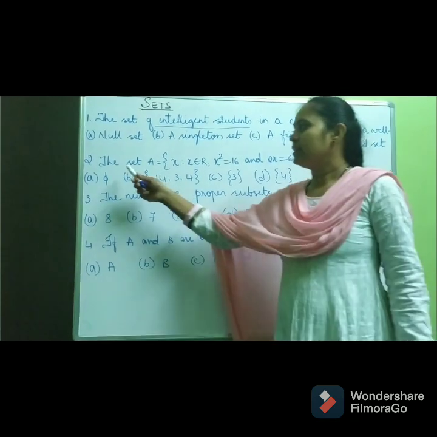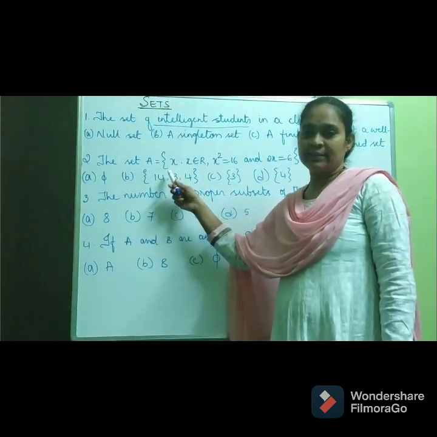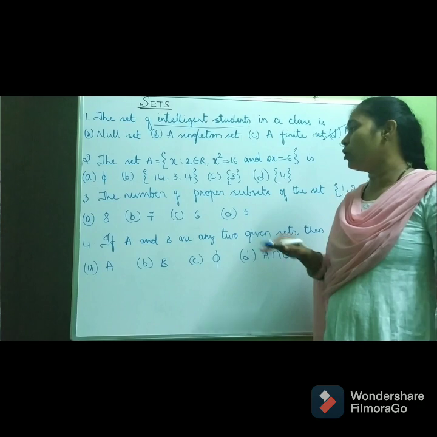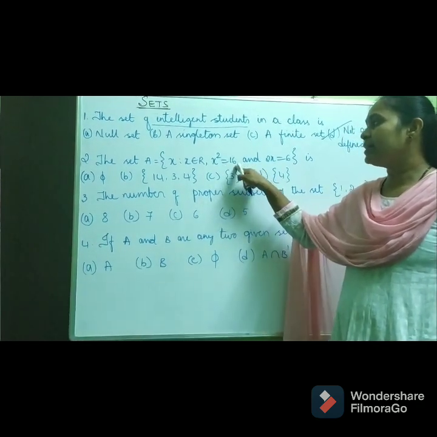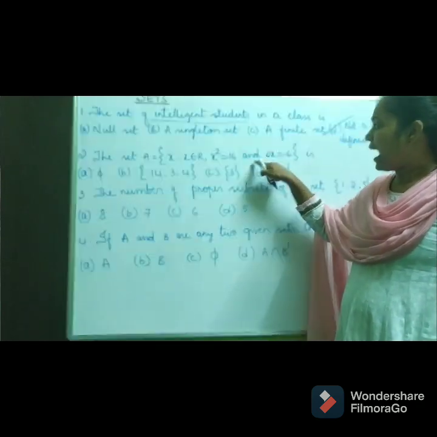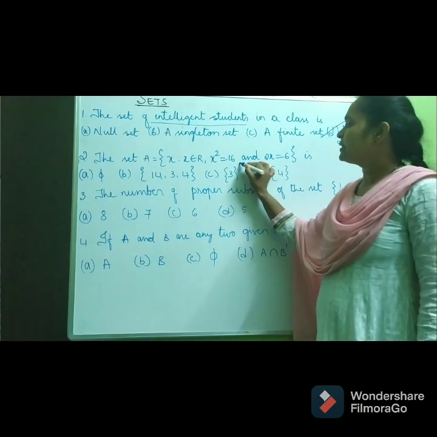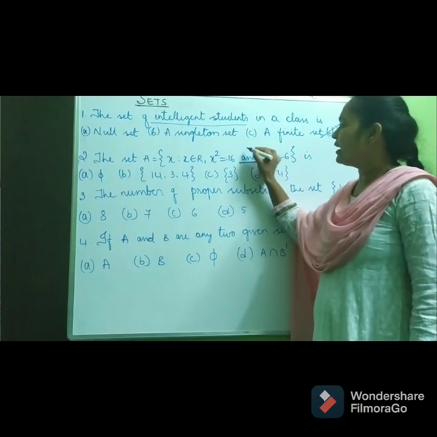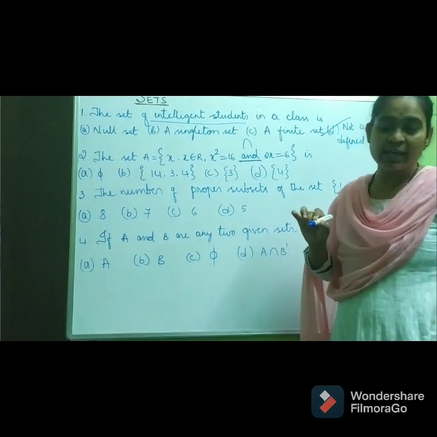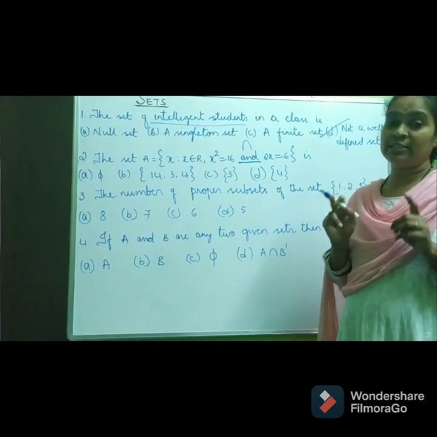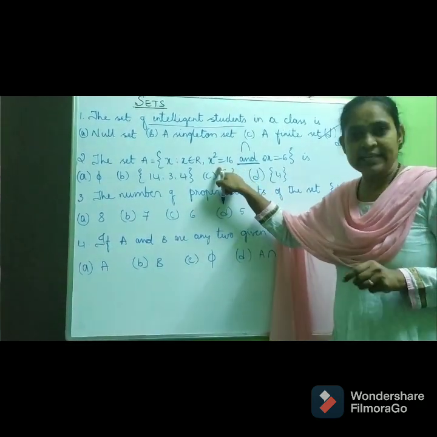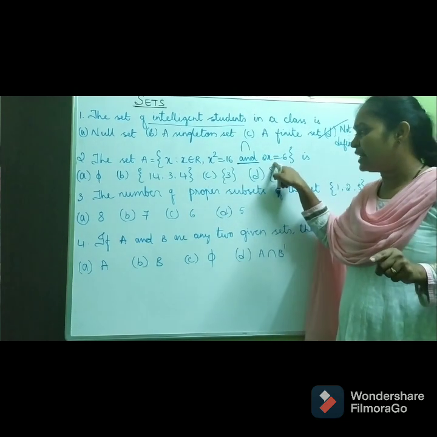Look at the second one. The set A is equal to {x : x belongs to R, x square is equal to 16 and 2x is equal to 6}. Look at this "and". Whenever "and" comes, it is intersection. That means elements must follow this condition as well as this condition.